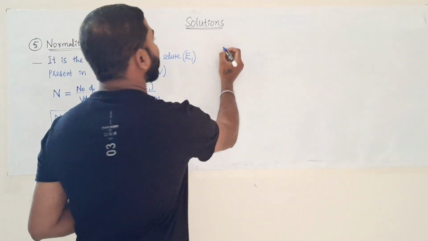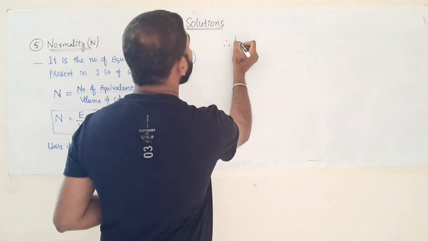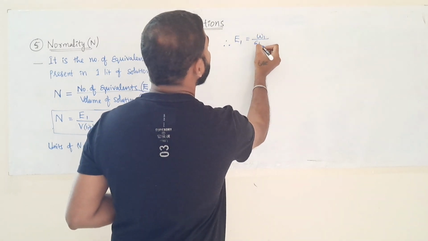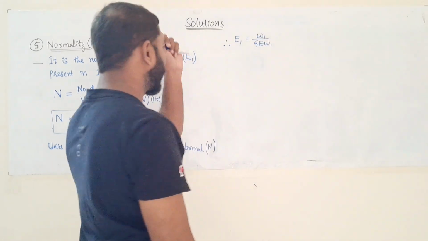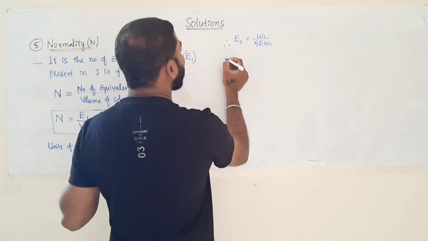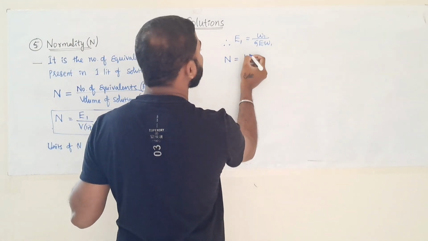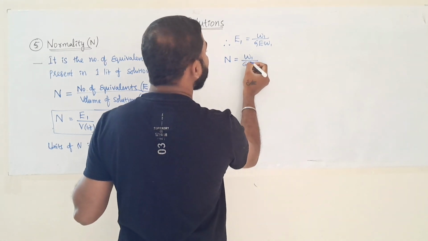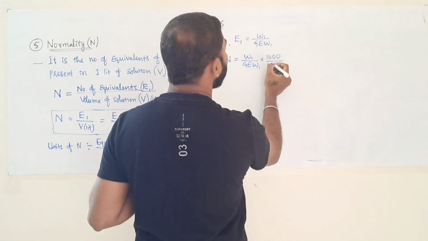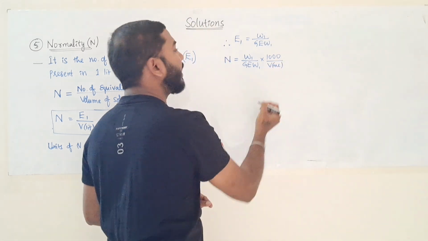Next, in place of equivalents, we can write that equivalents is equal to weight by gram equivalent weight. If we substitute this value in the formula, we get normality is equal to weight by gram equivalent weight into 1000 by volume of solution in milliliters.